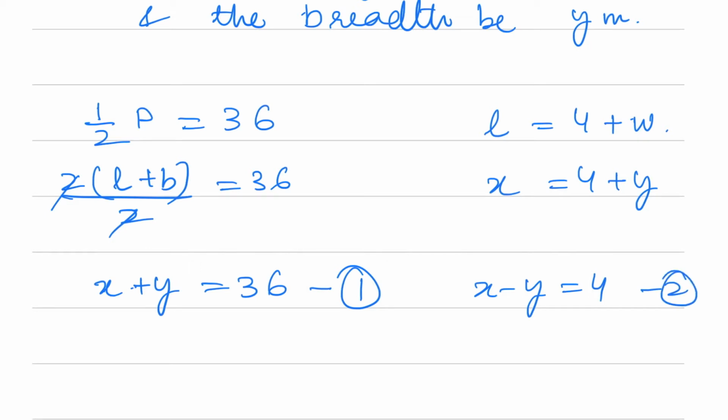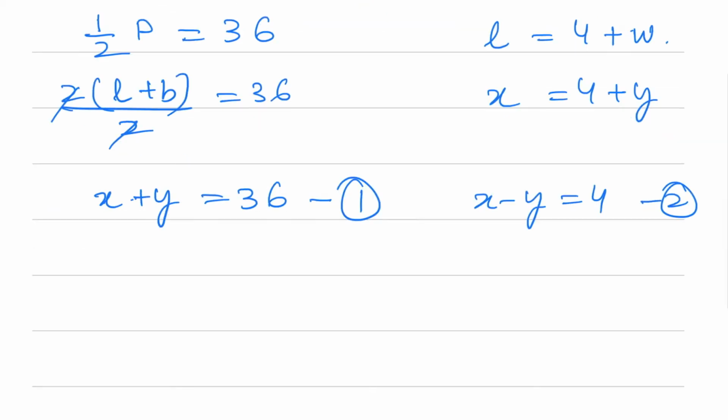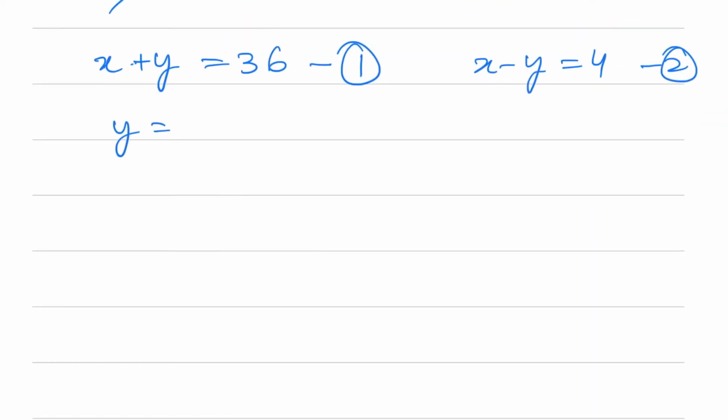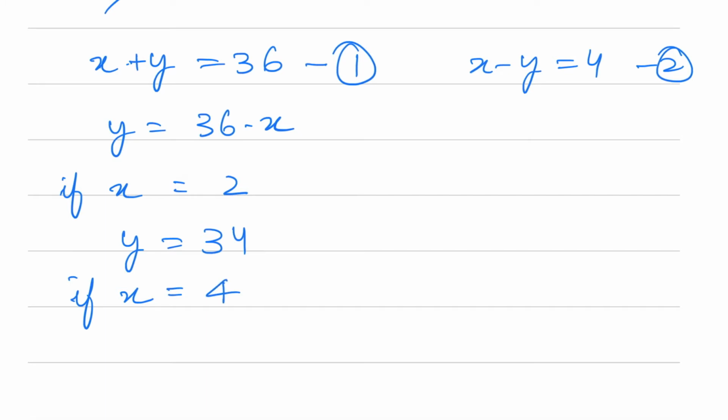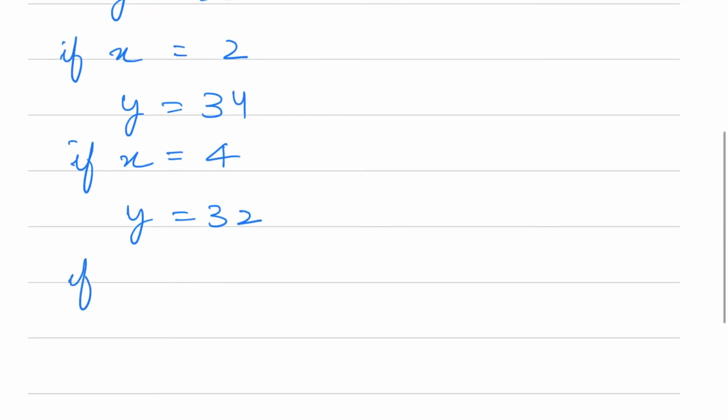Now we need to solve it graphically, guys. So let's find out different coordinates. y is equal to 36 minus x. If x is equal to 2, then y is equal to 34. If x is equal to 4, then y is equal to 32. If x is equal to 6, then y is equal to 30. So I found out 3 coordinates.